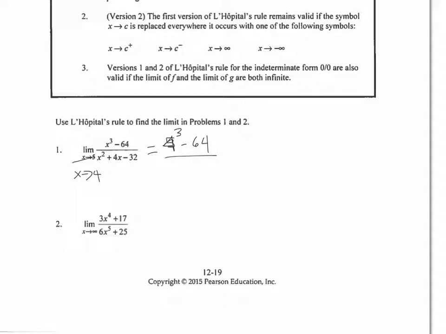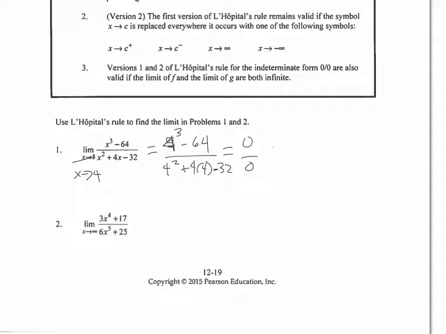Because if I plug in 4, how much is 4 cubed? I'm going to get 0 on top, and then if I take 4 and I square it, plus 4 times 4, and then I subtract 32, do I get 0 on bottom? Yes. I do, because that's 16 plus 16, which is 32 minus 32 gives me 0. So that's the indeterminate form. That means this is a good candidate for L'Hopital's rule.